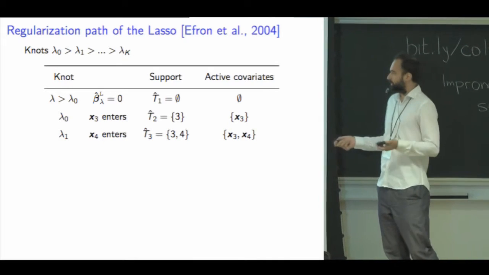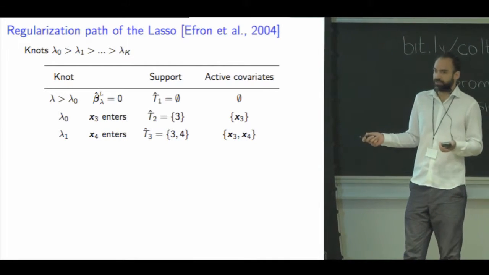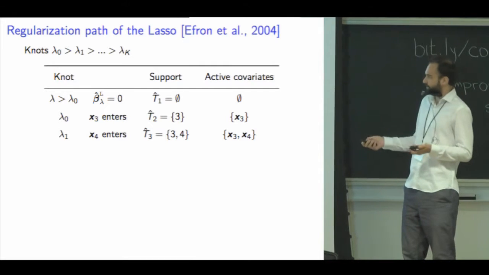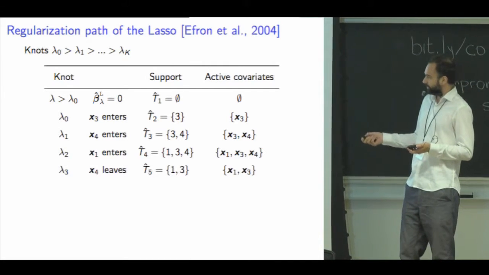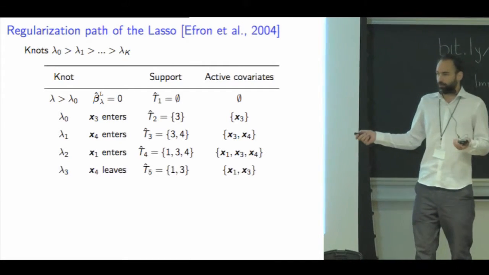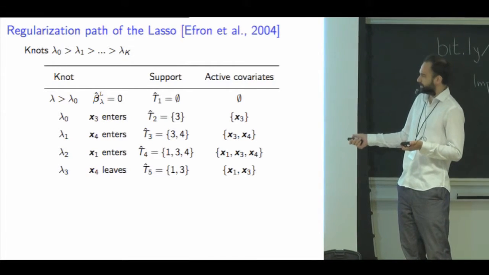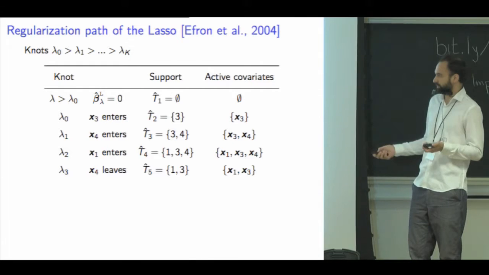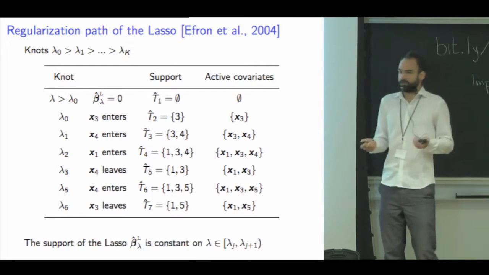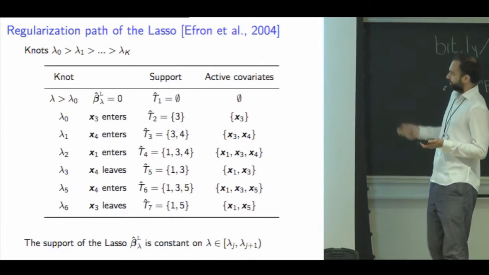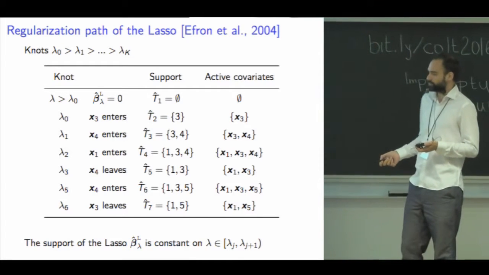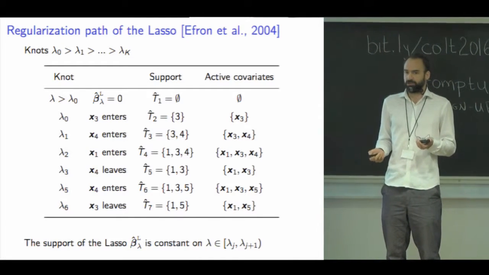And then at the next knot, another covariate enters the Lasso, so the support gets bigger and bigger. But what may also happen is that a covariate leaves the Lasso, and so here X4 leaves the Lasso and the support is reduced. Right? And the big finding of this paper is that the support of the Lasso is constant between two knots.